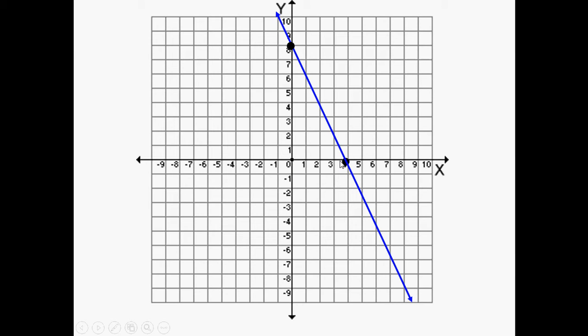So what would your slope be if your rise is 8 and your run is 4? And again, we already know it's going downhill, so it's going to be a negative slope. So are you thinking negative 2? And that would be correct, because again, 8 divided by 4 is 2. We already know it's negative, going downhill. Beautiful.